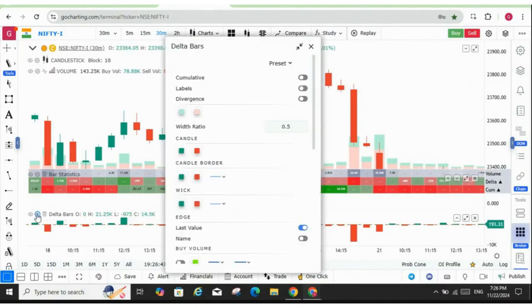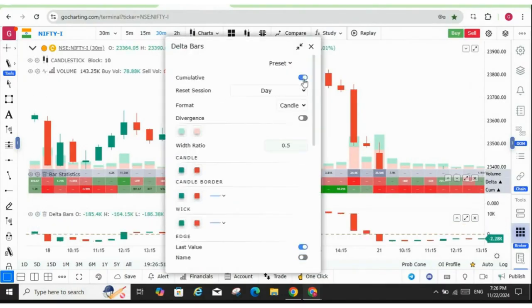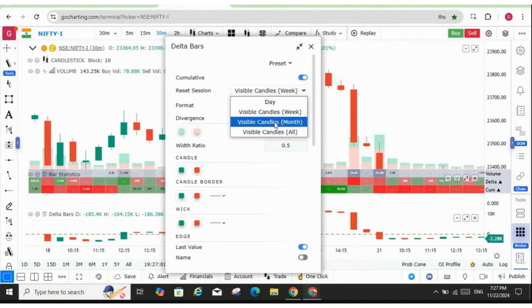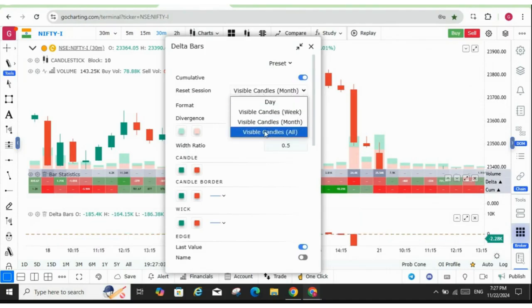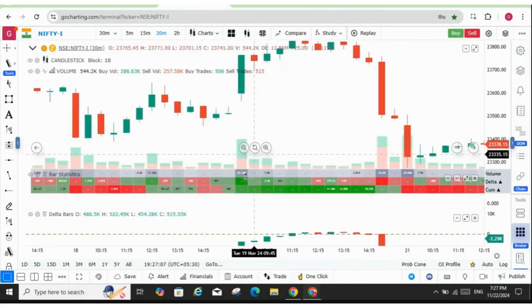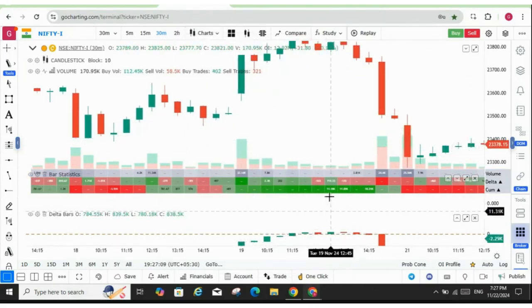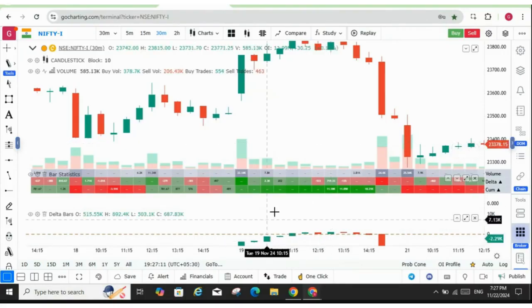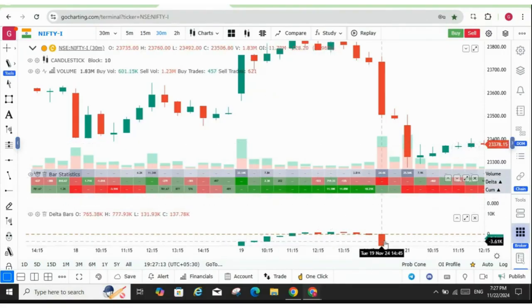And if you go to the settings of the delta bars, you have the option to make it cumulative. Also, with cumulative, you have the option to reset the session. So you can reset them on a daily basis, weekly basis, monthly basis, or on all visible candles. So what is cumulative delta? Basically, it keeps adding to the previous delta. If it is a positive delta, it will add. If it's a negative delta, it will just go down.